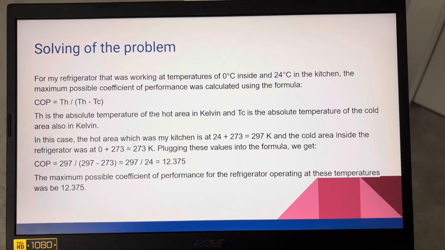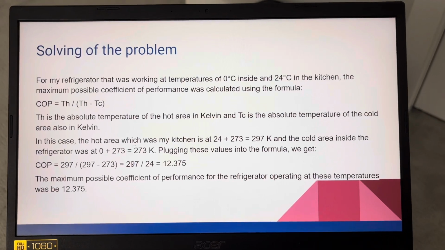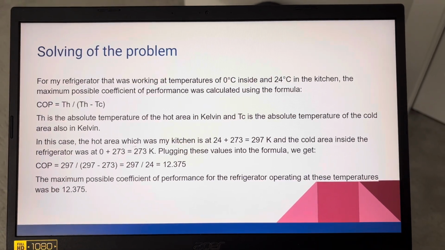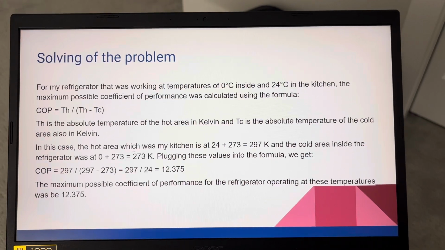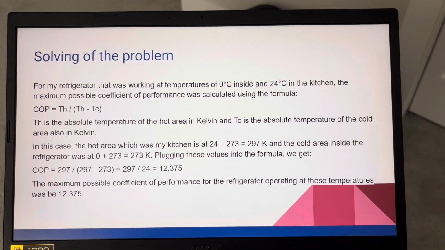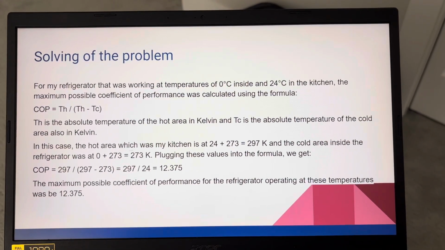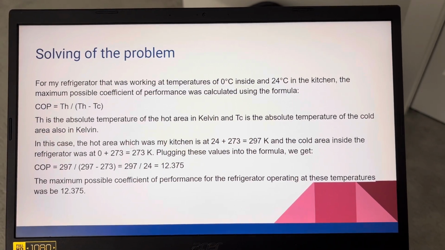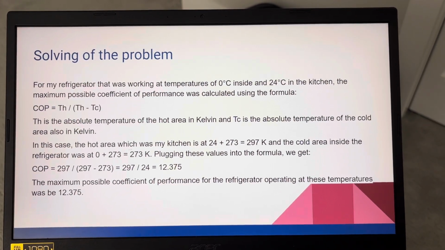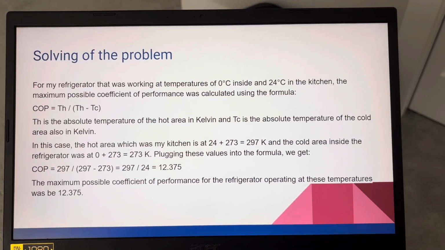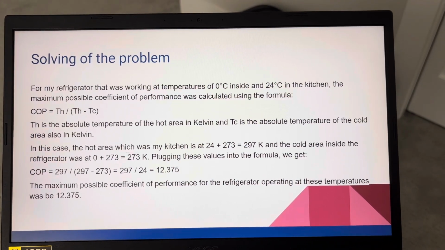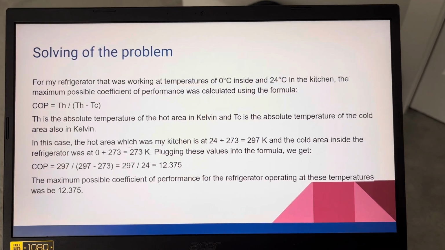The solving of this problem here, for my refrigerator in my kitchen, it was working at temperatures of 0 degrees Celsius inside and 24 degrees Celsius in the kitchen outside of it. The maximum possible coefficient of performance here was calculated using the formula below. COP equals TH divided by TH minus TC.